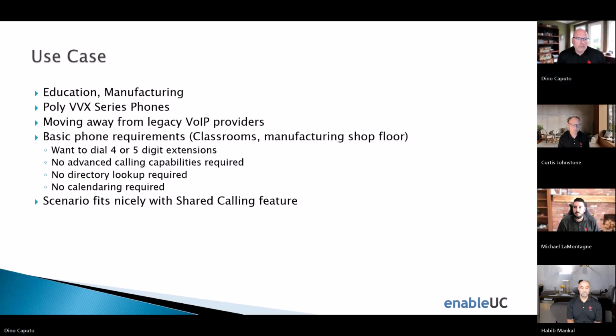So in this case, there are no advanced calling capabilities required, no lookups from the phones. They just want to be able to pick up the device and dial a 4 or 5-digit extension. So I'm going to walk through how this works. This scenario fits nicely into shared calling, and we'll talk a little bit about that as well, but it's not explicitly required unless there's a particular Teams phone deployment that we'll talk about.